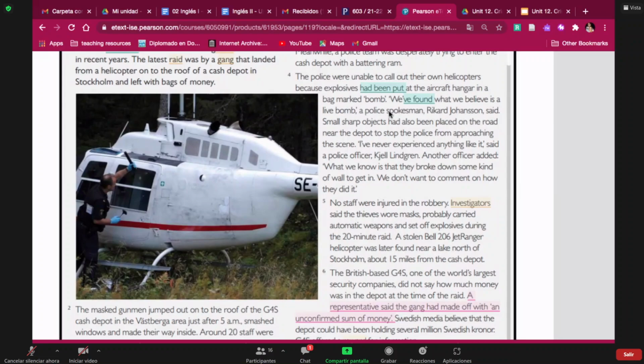Entonces, again, this is a mixture, okay? Because if we have quoting marks, that means it's direct speech. Pero también aquí tenemos un reported speech. Y luego también dice aquí, I've never experienced anything like it, quoting marks, said a police officer. Another officer added, what we know is that they broke down some kind of wall to get in. We don't want to comment on how they did it, okay? Entonces, tiene reported speech, pero también tiene direct speech porque tiene the actual words, okay?